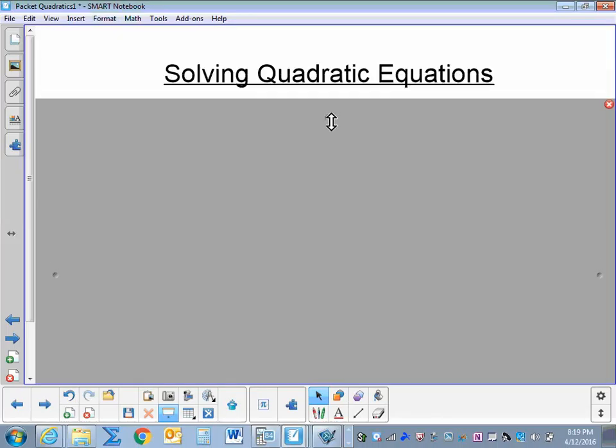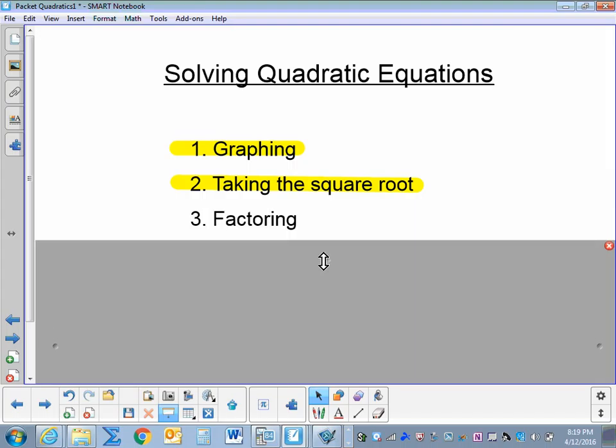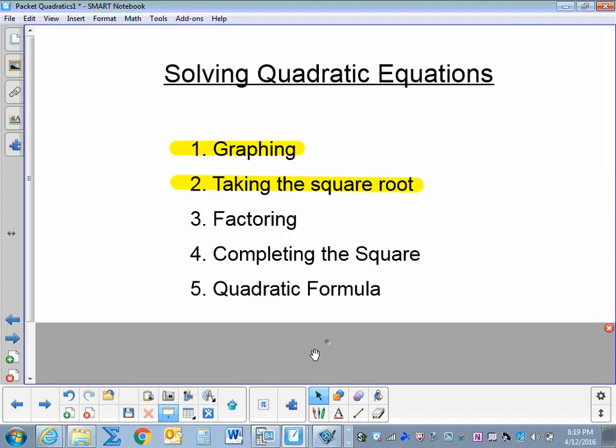Solving quadratic equations. Today we'll begin solving quadratic equations. There are different methods to use. First, you can do it by graphing, by taking the square root, by factoring, by completing the square, or by using the quadratic formula. Today we're just going to be solving by graphing and taking the square root.